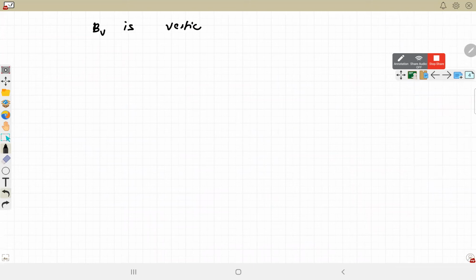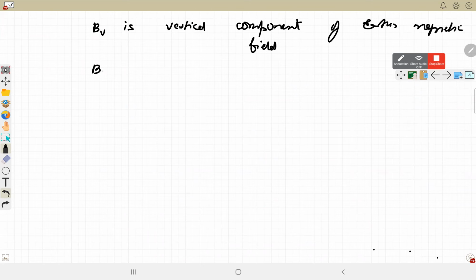BV is the vertical component of Earth's magnetic field. Vertical is always perpendicular to the surface and BH is parallel to the surface. Horizontal component.